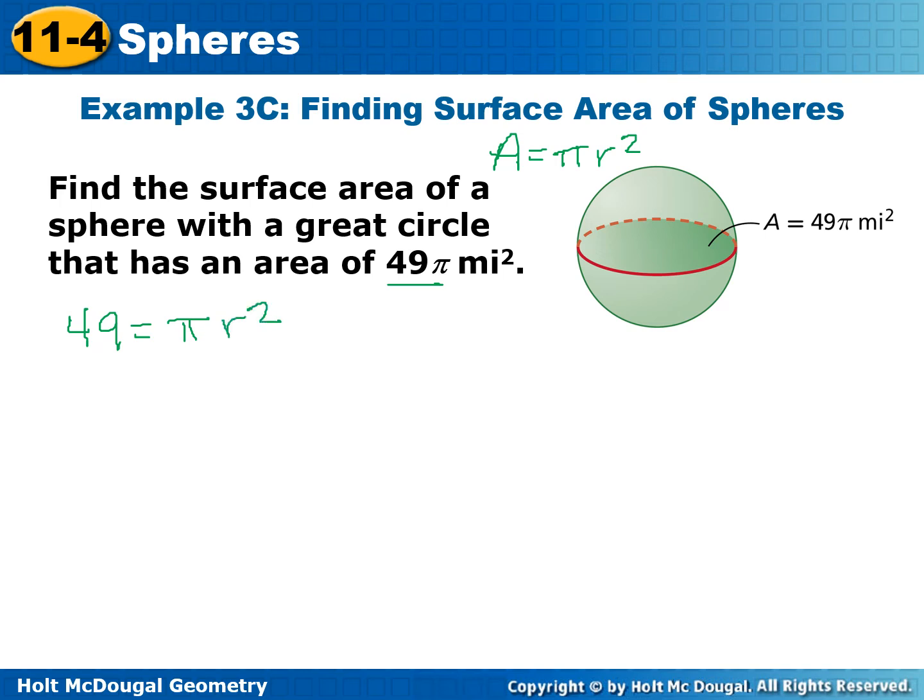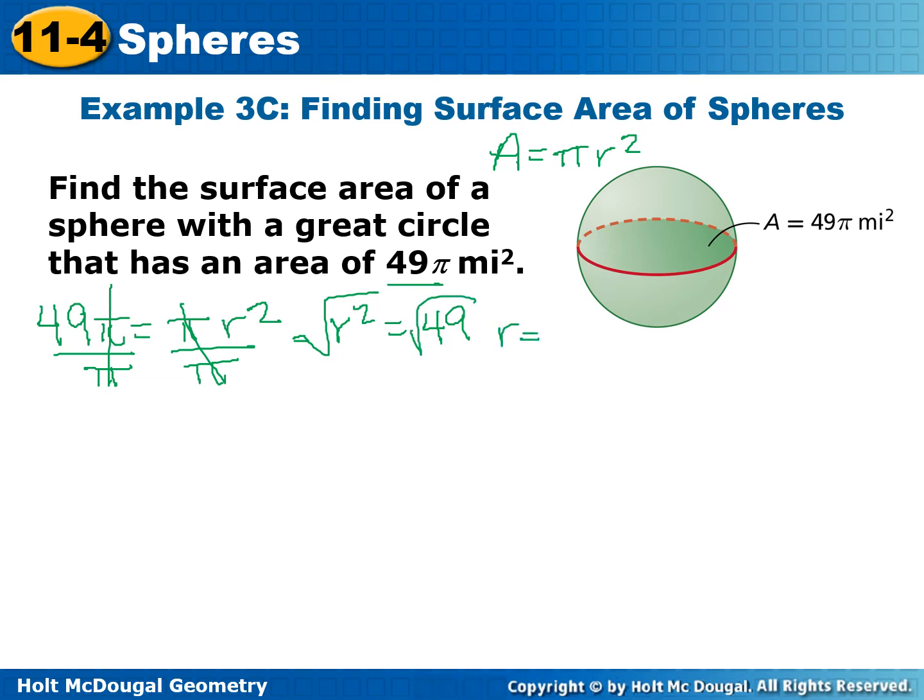It's 49 pi. I keep forgetting to put that pi in there. So if I divide by pi, r squared is 49. And you take the square root of each side, r is going to be 7.